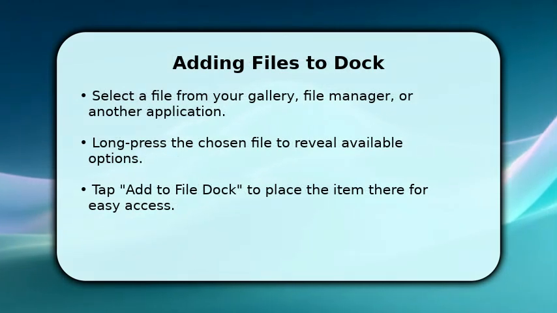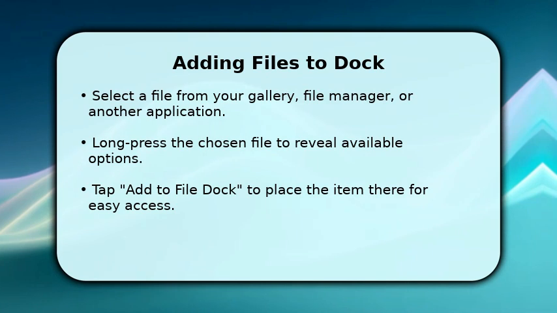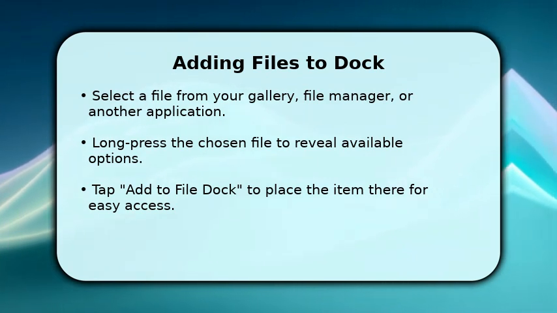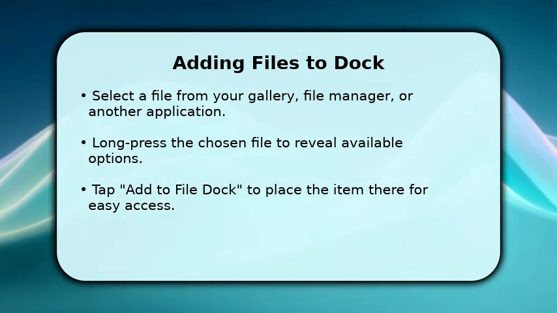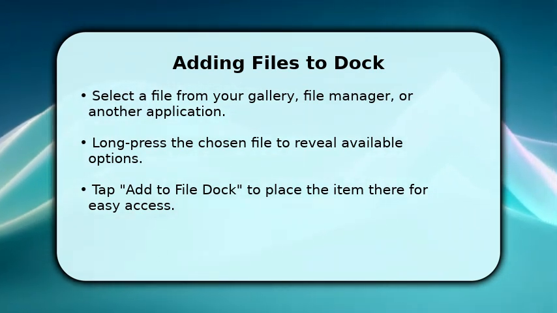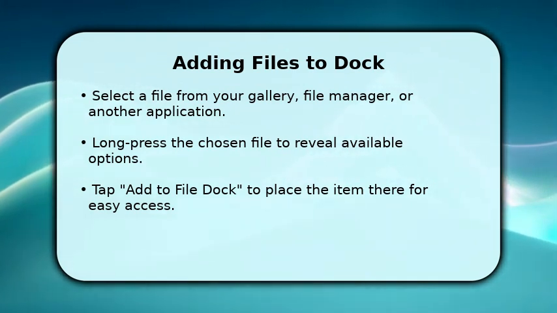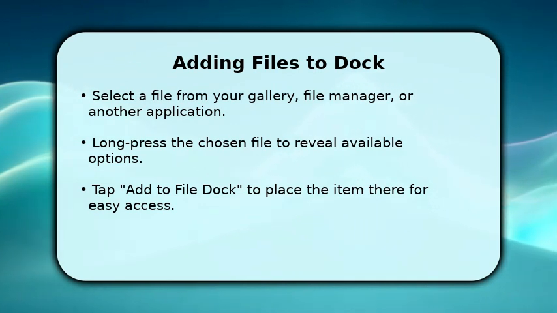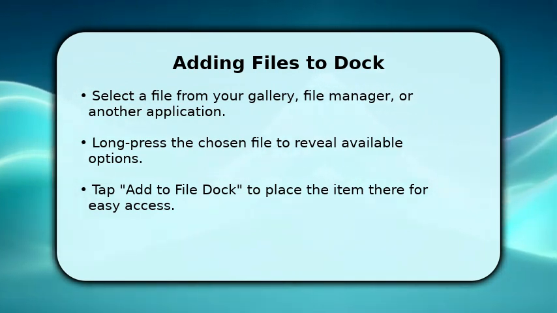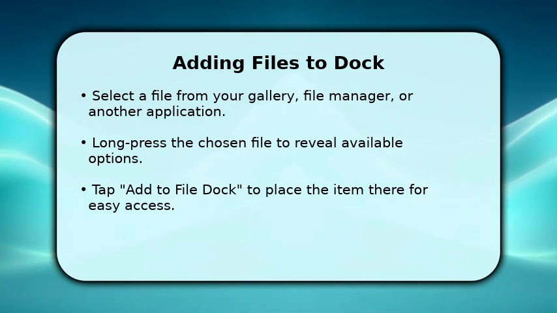Adding files to your File Dock is straightforward. First, locate the file you wish to add, whether it's an image from your gallery, a document from your file manager, or even a piece of text. Simply long press on that item and a menu will appear. From there, select the Add to File Dock option, and your chosen item will be instantly available in the dock.